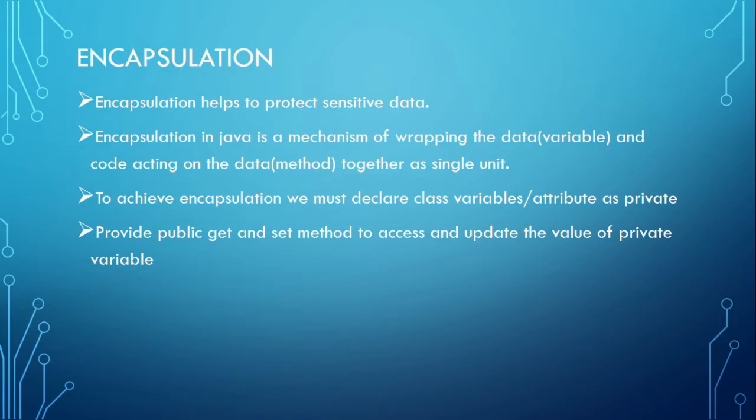Encapsulation. Encapsulation helps to protect sensitive data. Encapsulation in Java is a mechanism of wrapping the data, that is variables, and the code acting on the data, methods, together as a single unit. To achieve encapsulation, we must declare class variables or attributes as private, and we must provide public get and set methods to access and update the value of the private variables.